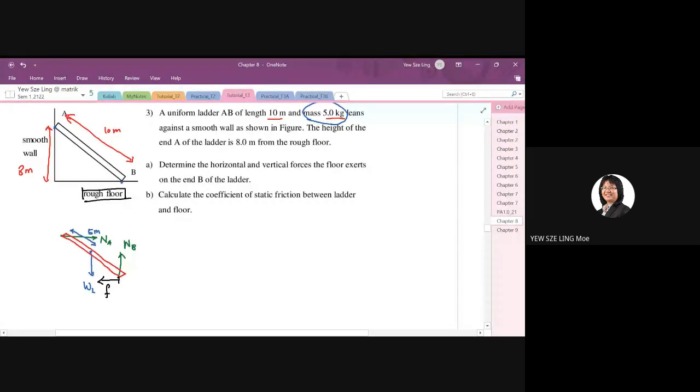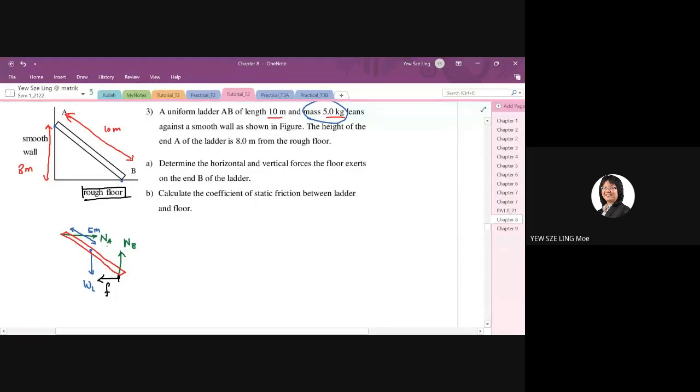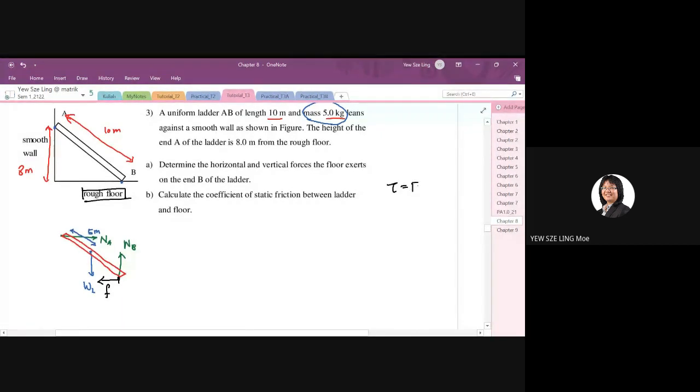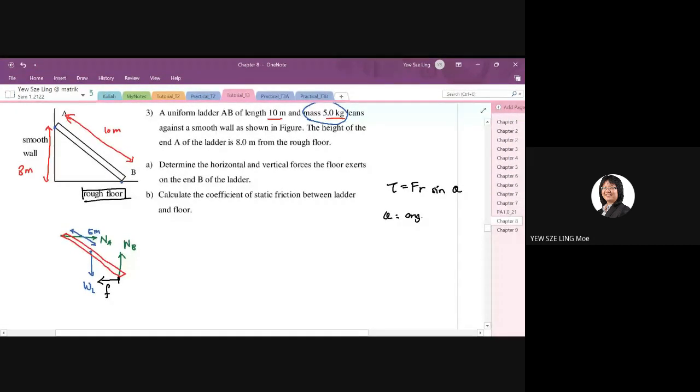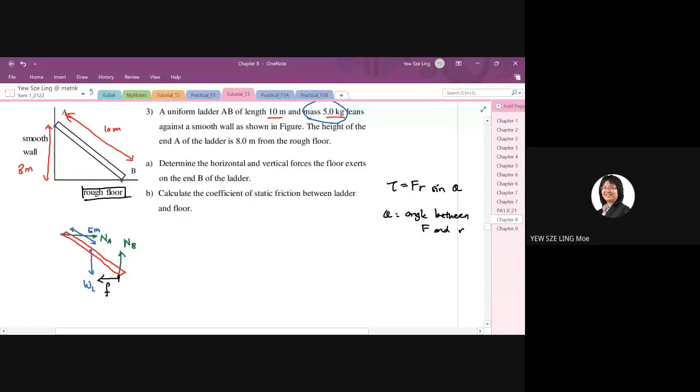So now, in order to calculate this, you look at the diagram. Okay, there's an angle between the R and F. If you recall the equation, torque equals FR sine theta, where theta is the angle between F and R. So if you look at this diagram, almost every force has an angle with the ladder. Okay, it's not perpendicular or parallel to the ladder, but there is an angle between them. So we need the angle. How do we calculate the angle?